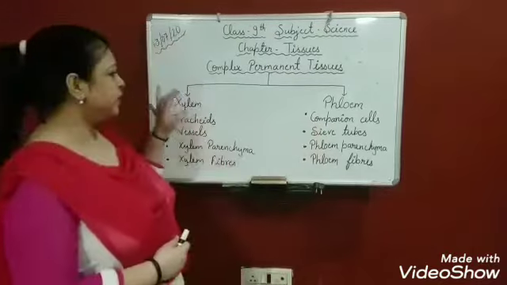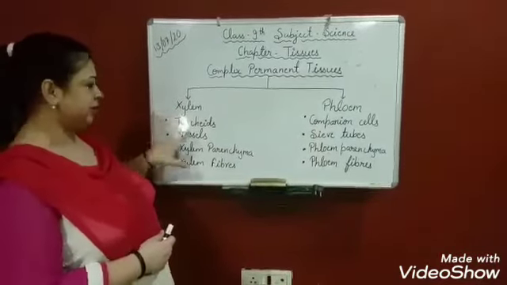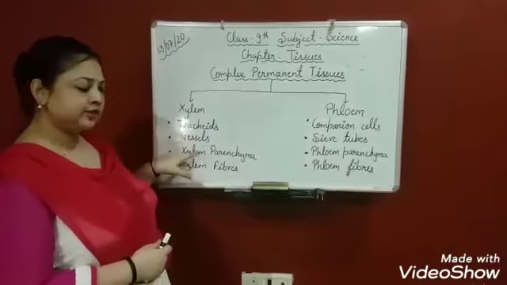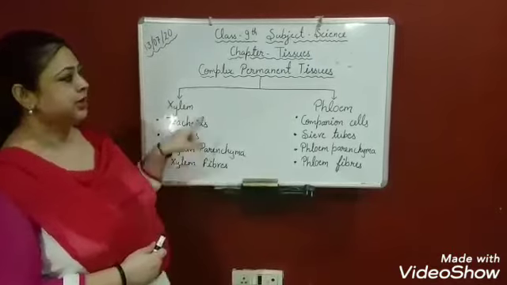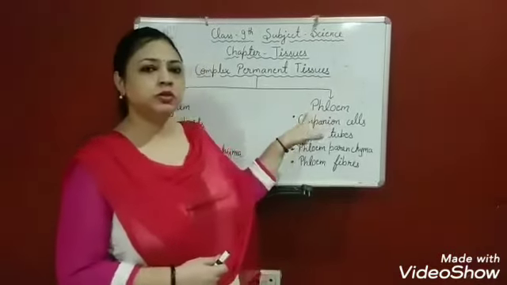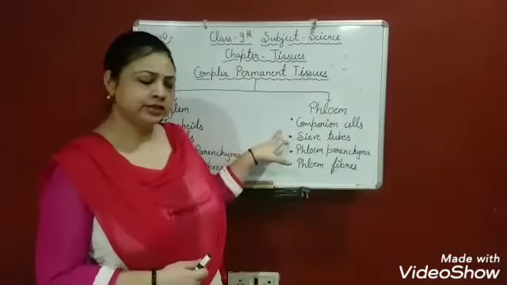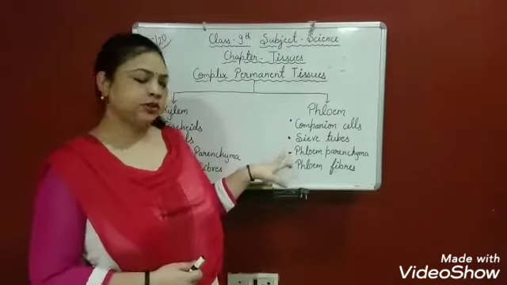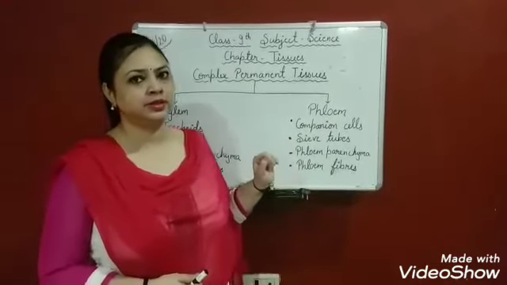Here we can see xylem is made up of these four types of cells: tracheids, vessels, xylem parenchyma and xylem fibers. Same here, phloem also consists of four types of cells: companion cells, sieve tubes, phloem parenchyma and phloem fibers.